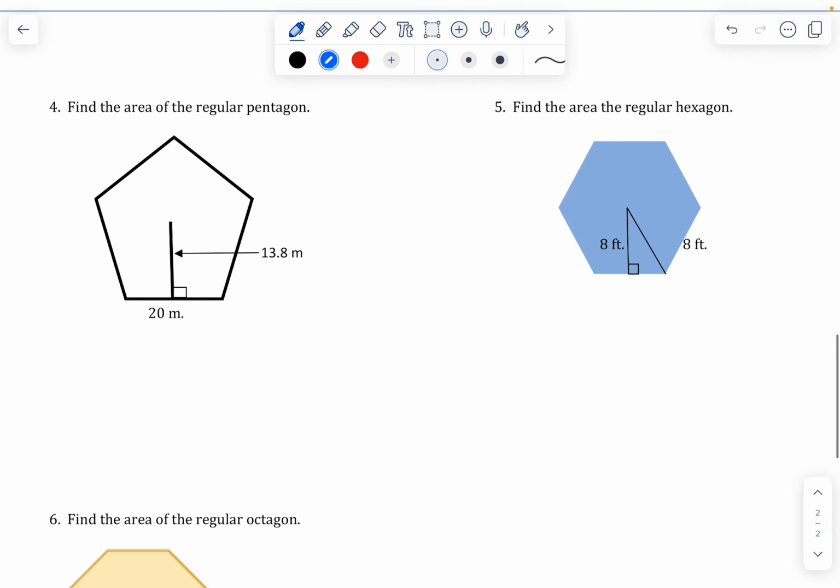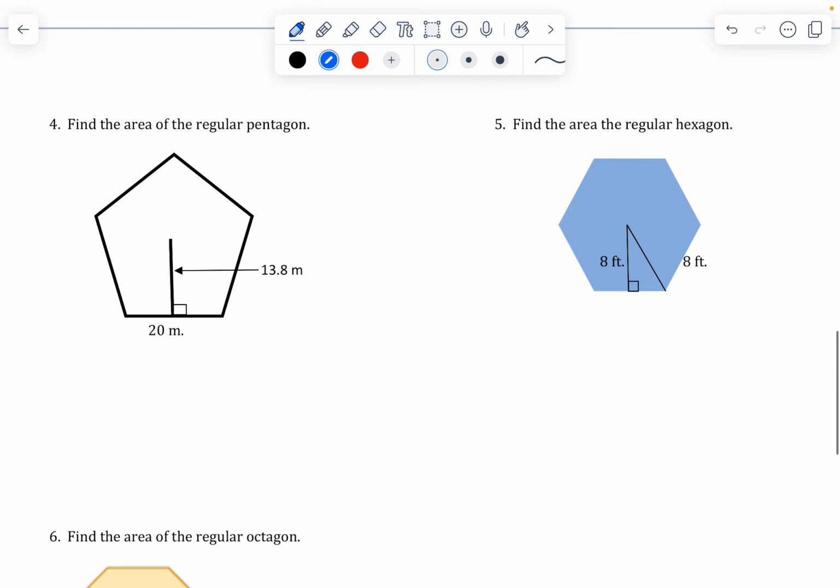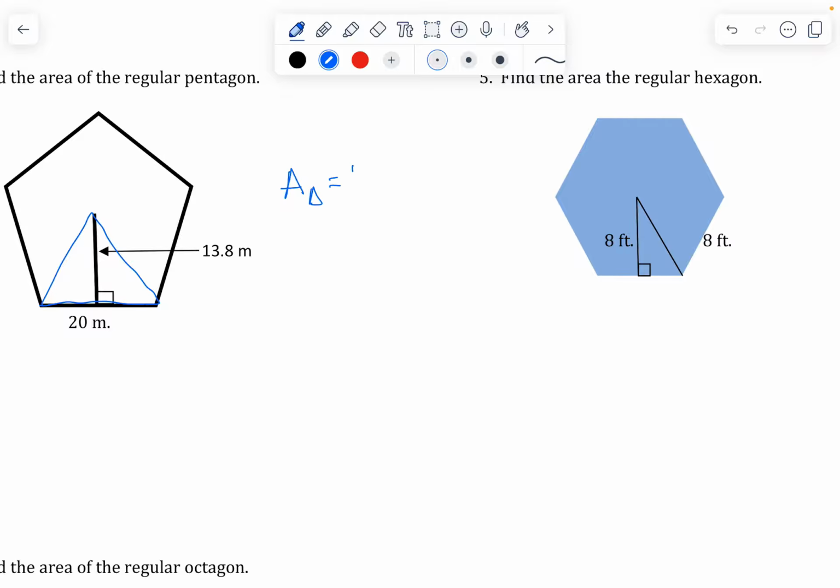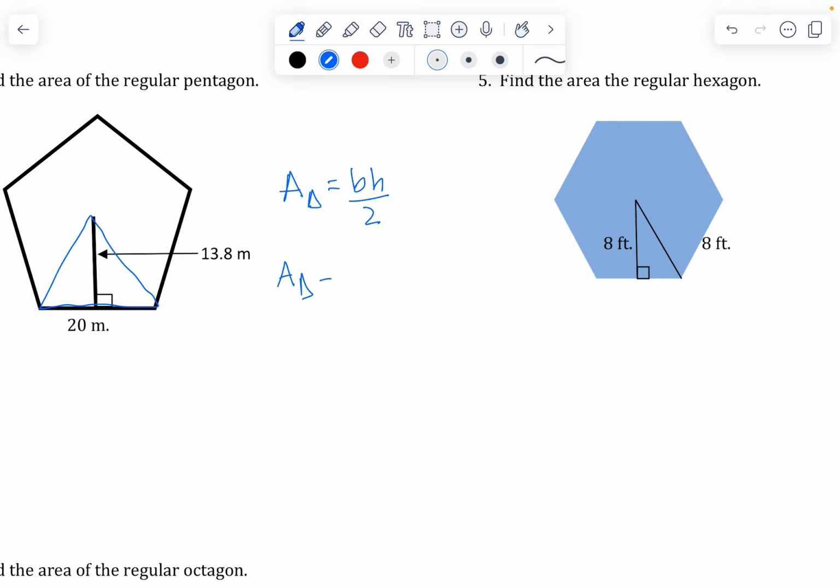Let's move on to number 4. So again, we're going to break this polygon up into triangles. Imagine I have a triangle. I'll outline it in blue right there. Do I know the base of the triangle? Yes, it's 20. Do I know the height of the triangle? Yes. So let's start by finding the area of the triangle, which is base times height divided by 2. So for the area of the triangle, it's going to be 20 times 13.8 divided by 2. So the one triangle comes out to be, if we type that in our calculator, 138 meters squared.